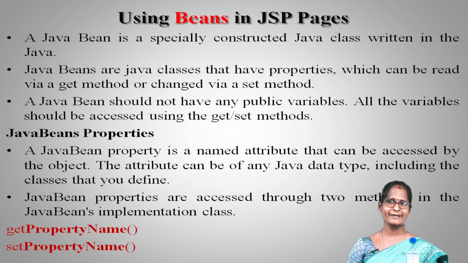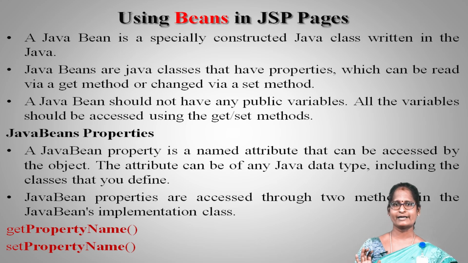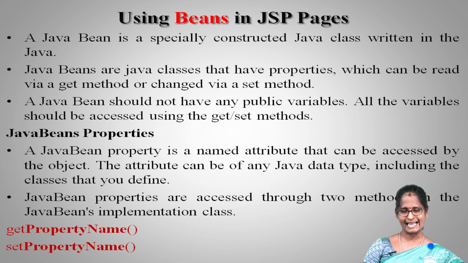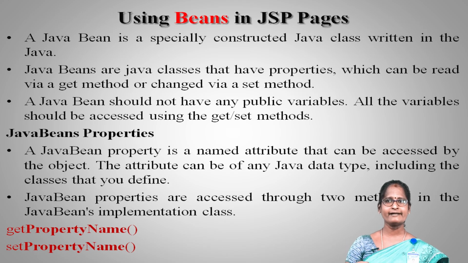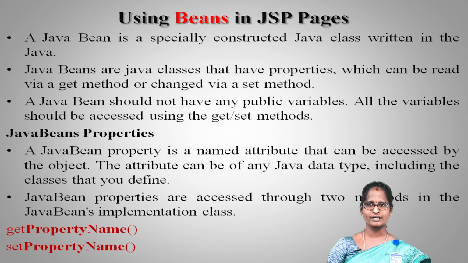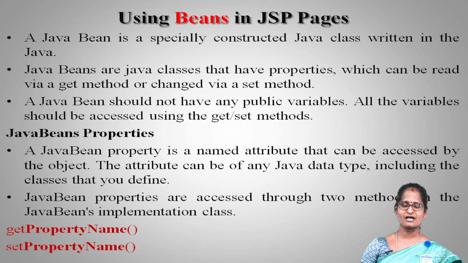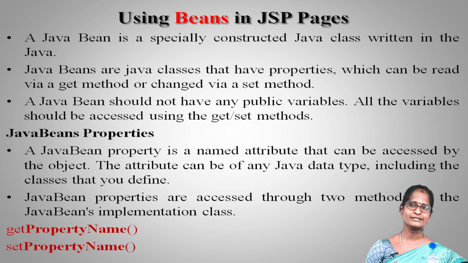Using beans in JSP page, it is a specially constructed Java class written in Java program. The Java beans are Java classes that have the property which can be read via get method or changed via a set method. A Java bean should not have any public variables. All the variables should be accessed using the get method or set method. Java bean properties. A Java bean property is a named attribute that can be accessed by the object. The attribute can be of any Java data type, including the classes that you define.